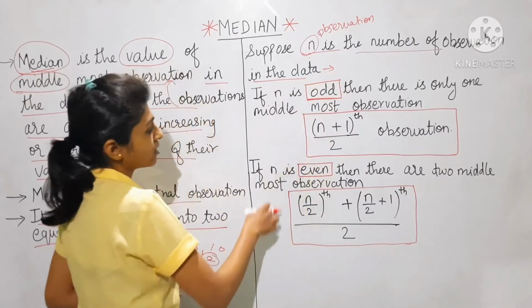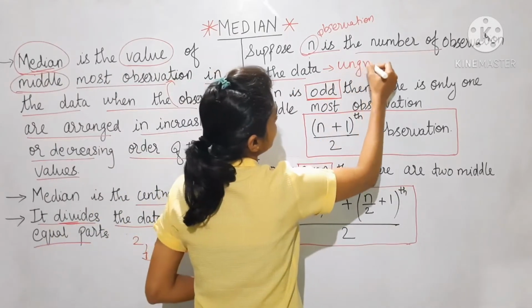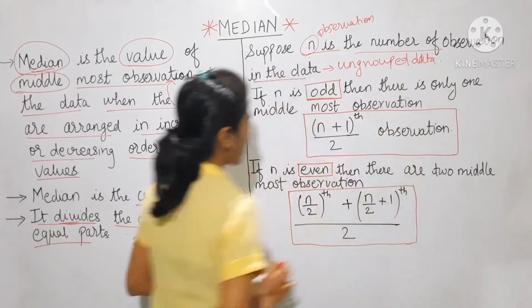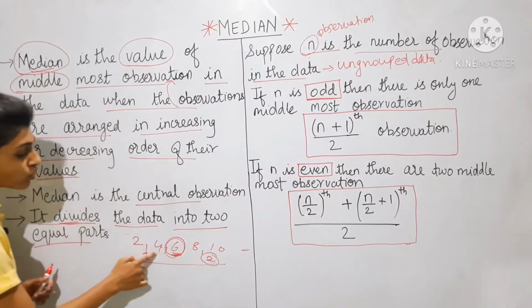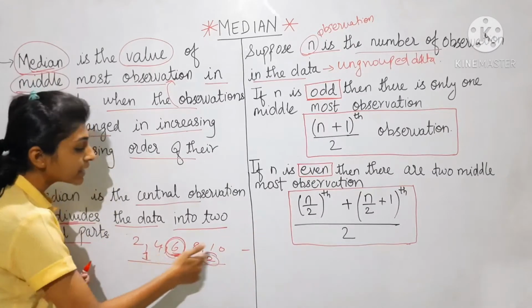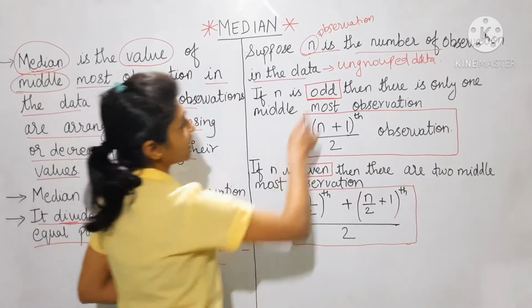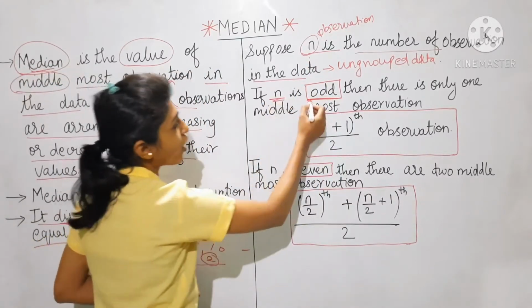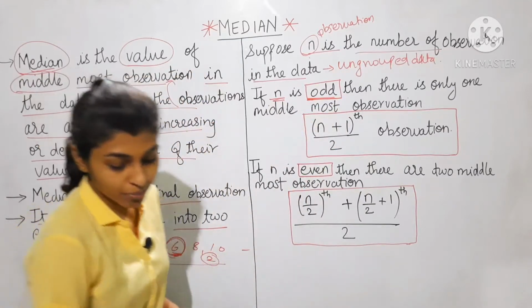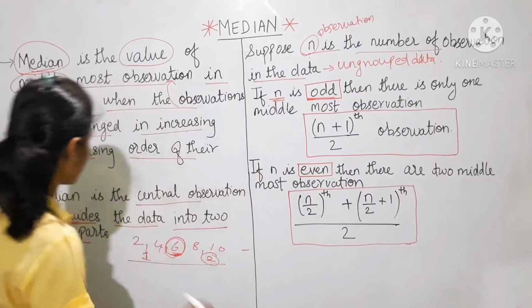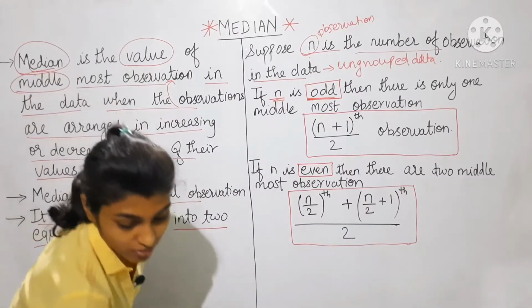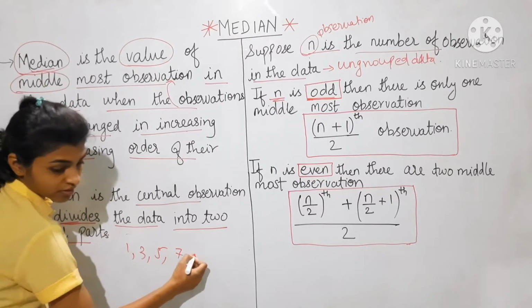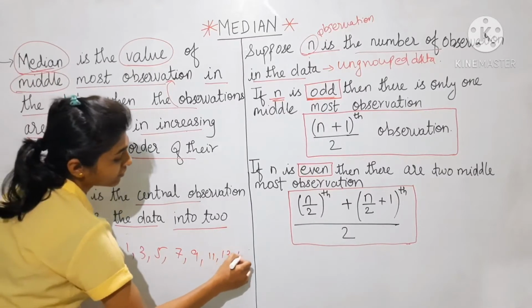Now this is about ungrouped data. Ungrouped data is also called individual observation. These are individual observations: 2, 4, 6, 8, 10 and so on. So n is the number of observations in the data, and suppose this n is an odd number. Odd numbers are numbers like 1, 3, 5, 7, 9, 11, 13, 15 and so on.